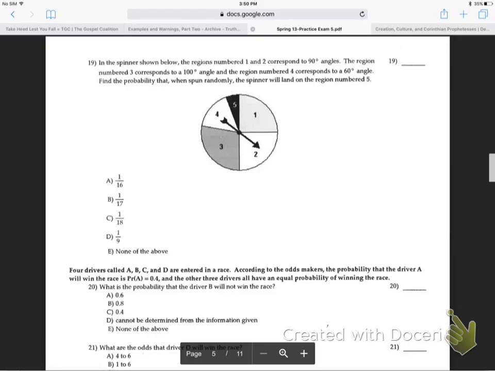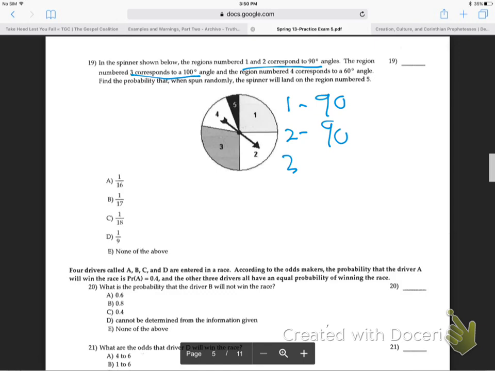All right, so spinner problem. Spinner, shown below. Regions 1 and 2, 90%. Okay, so what do we got to add them all up? So we just got to, all the way around is 360, huh? All the way around is 360. So you just got to add up all the angles. Angles 1 and 2 are 90, so that's 90 and 90 for angle 1, angle 2.